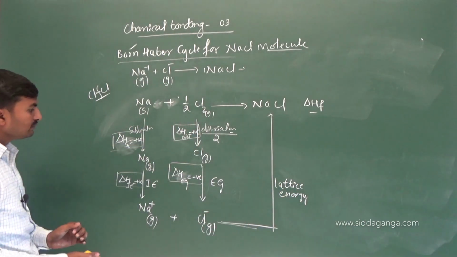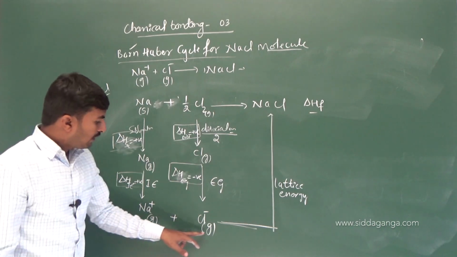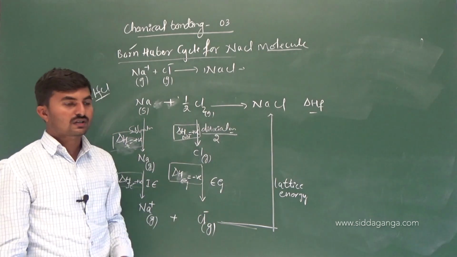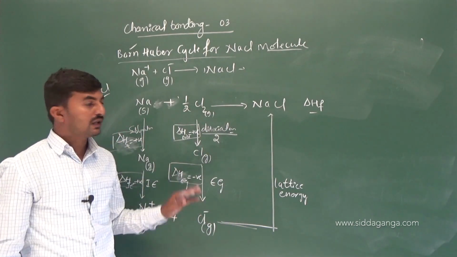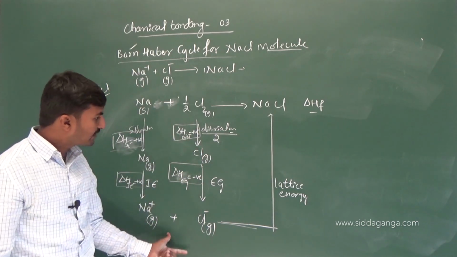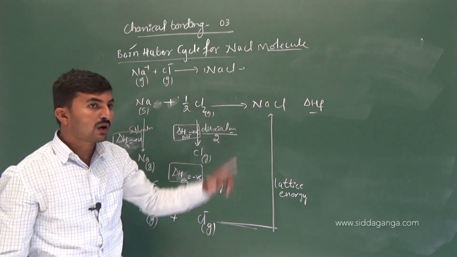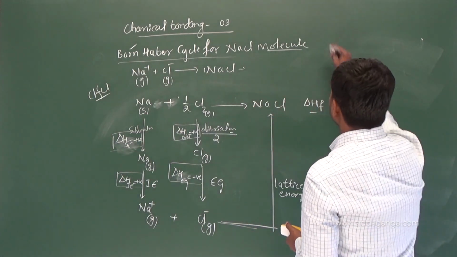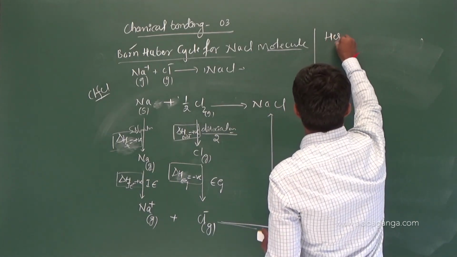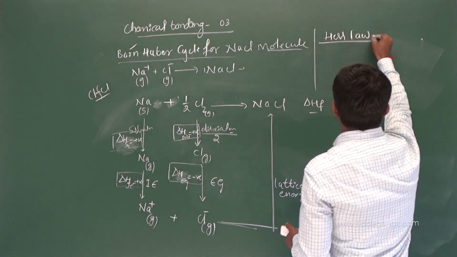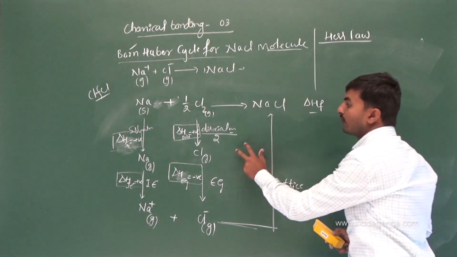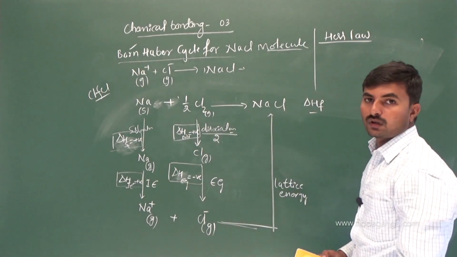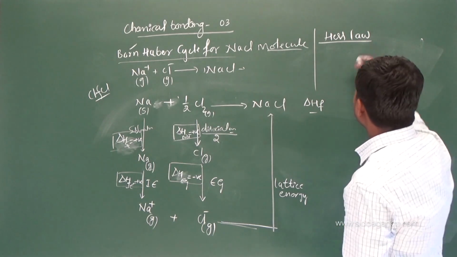Okay, now the doubt arises: how do we calculate the lattice energy by using all these energies? In order to calculate the lattice energy of this molecule by using the Born-Haber cycle, one more law is introduced. That law is called Hess law. According to this law, we are going to determine the lattice energy of this ionic compound or any other ionic compound.